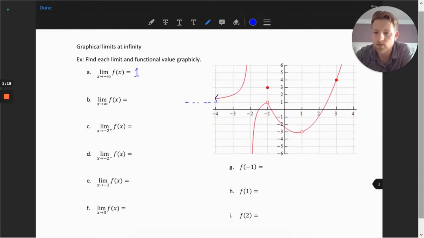In part B, we can take a look at the limit as x goes to positive infinity of the same function f of x. If we take a look at the right-hand end behavior, which this is referring to, we can say that as x increases without bound, my function is also increasing without bound on the right there. So we can say that this limit as x goes to infinity of f of x is equal to positive infinity.